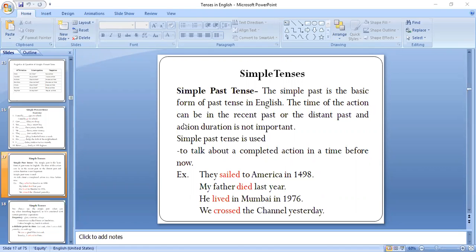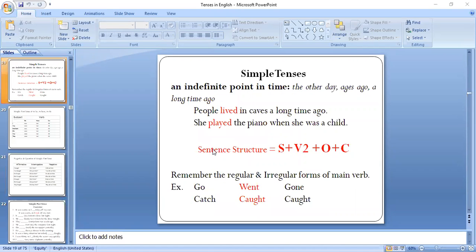Also we have seen different examples related to the simple past tense, and also we have studied the structure of the simple past tense. The sentence structure required for the simple past tense is subject plus V2, that is the second form or past form of the verb, plus object plus complement. So subject plus V2 plus object plus complement. This is the sentence structure that we use for the simple past tense.